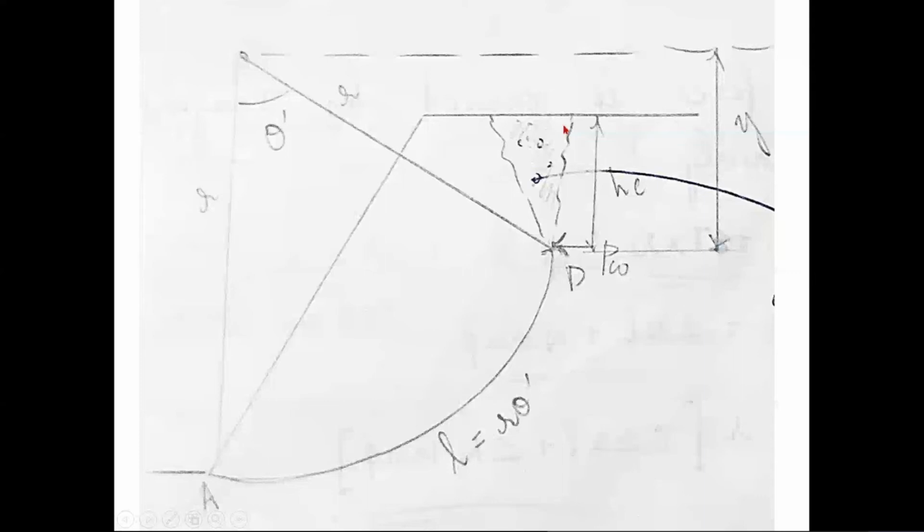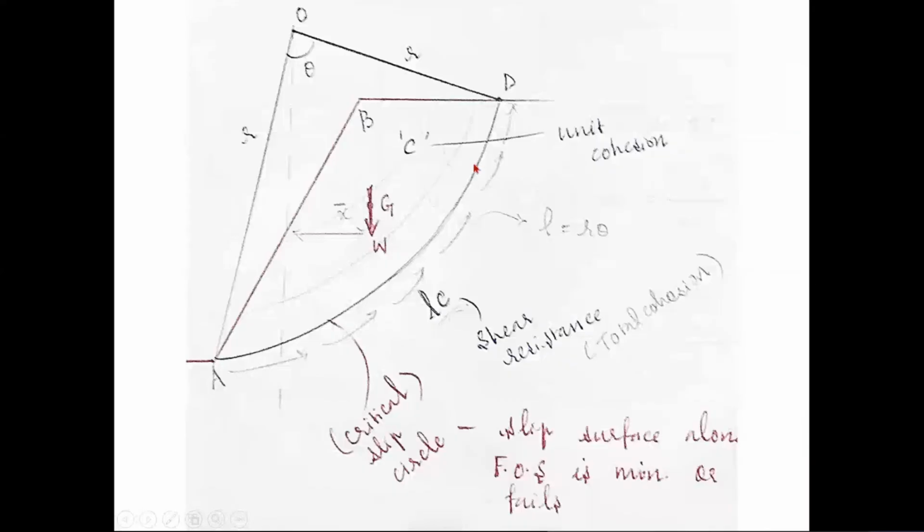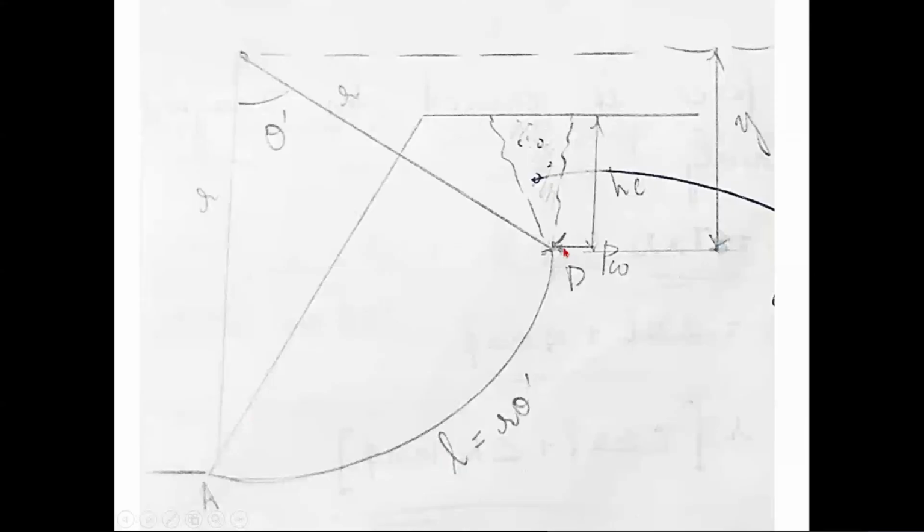Correct. So previously my arc was theta, D was on the surface, then some crack happened here. So what happens? This line will come and join here, right? D will come here. Correct. That's what happened here. So my L has reduced, my theta has reduced, my theta is theta dash now. So L is equal to R theta dash now, right? So only along this much length only your cohesion is going to mobilize. So CL will be equal to along this length only, right?